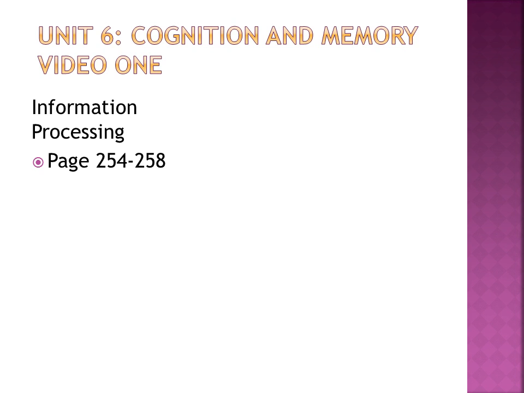Alright, this is Unit 6, Cognition and Memory Notes. This is Video 1. We will look at information processing. All the information can be found in your textbook on pages 254 to 258. You should be taking notes in your packet. The notes in the packet are going to be covered on page 4.